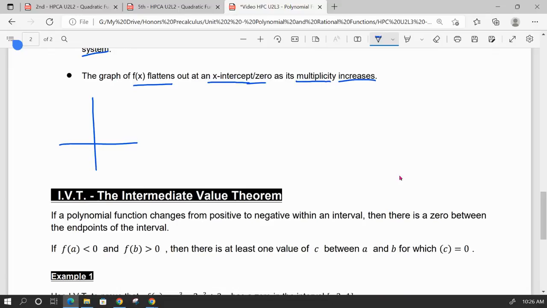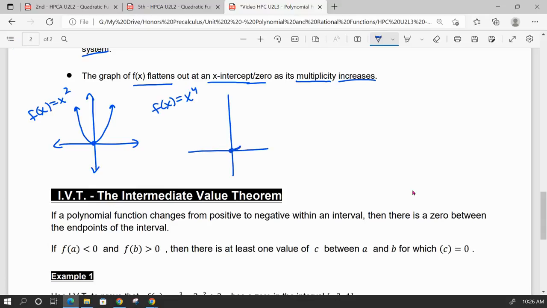So if you have a quadratic function, f of x equals x squared, it would be a parabola that looks like this. So it's got a curve at the bottom. But if you have f of x equals x to the fourth, it would look very similar to this, but it would be a little bit more flat at the bottom and then a little bit steeper on the sides. So they look very similar, but a little bit flatter and a little bit steeper on the sides if it's x to the fourth.